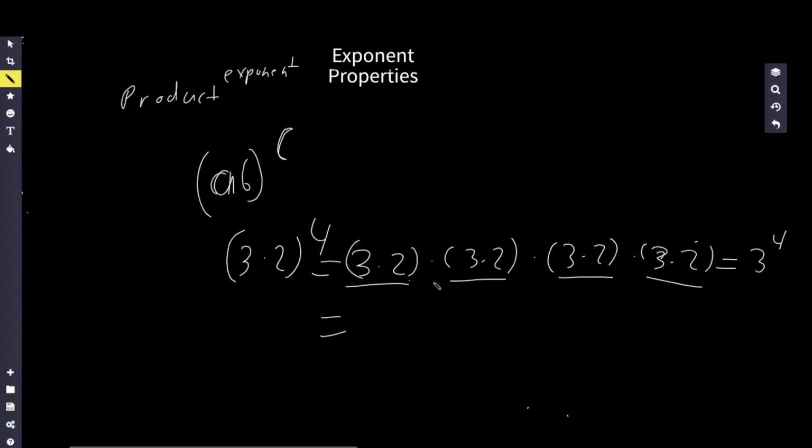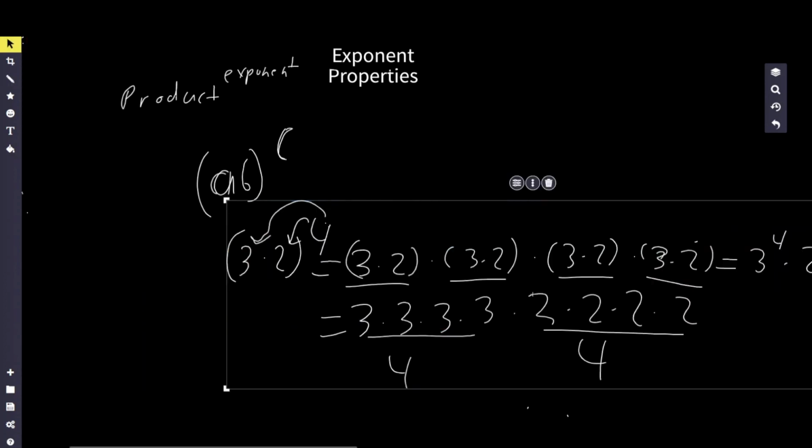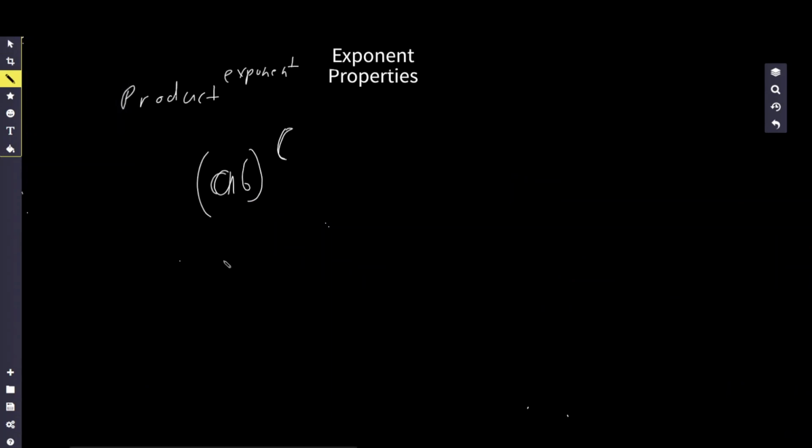Let me rewrite this first. This is equal to 3 times 3 times 3 times 3 times 2 times 2 times 2 times 2. So there's 4 3's, and then there's 4 2's. So it's 3 to the 4th times 2 to the 4th. One way you can see this is by taking this 4 and putting it here and here. Let's make that a bit more general, because that was just an example, not a proof.